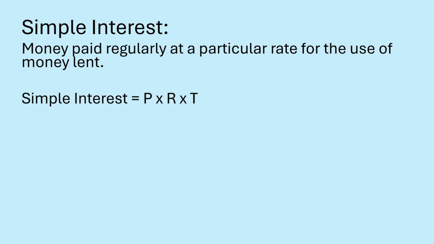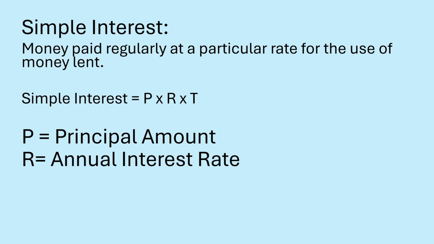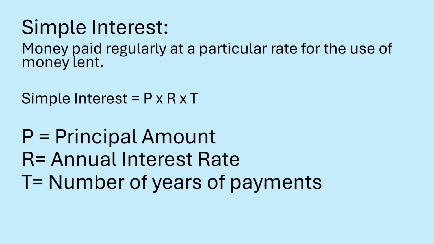Simple interest. Money paid regularly at a particular rate for the use of money lent. Simple interest is equal to P multiplied by R multiplied by T. P is equal to principal amount. R is equal to annual interest rate. T is equal to number of years of payments.